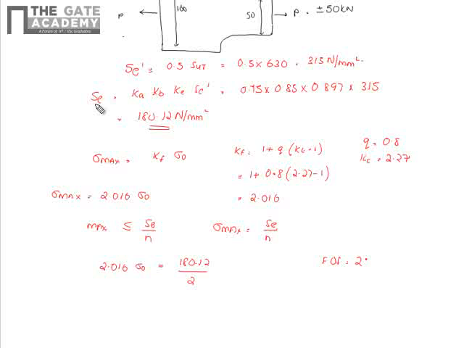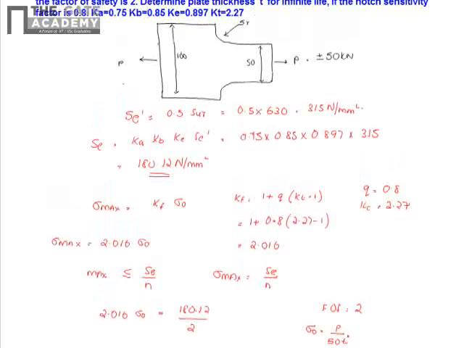And what is sigma nominal? Sigma nominal for this condition is equal to P by A, that is P by 50 into T, because we can take 50 or 100, since we are interested in the maximum stress, stress will be maximum in this location compared to this location. So, we can take the nominal stress as P by 50 into T. T is the thickness of the material. So P by 50 T is the nominal stress.